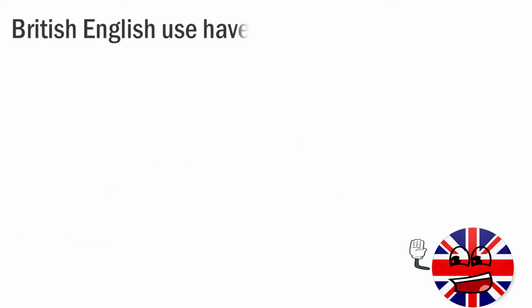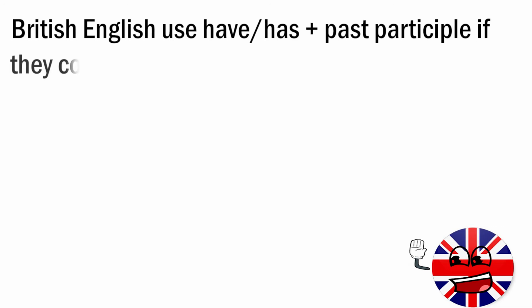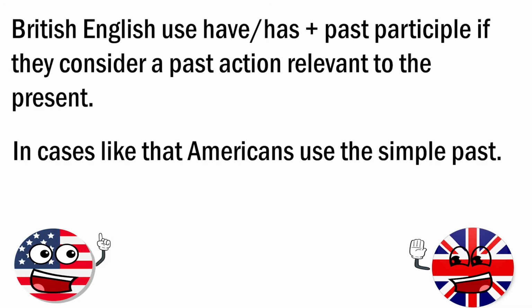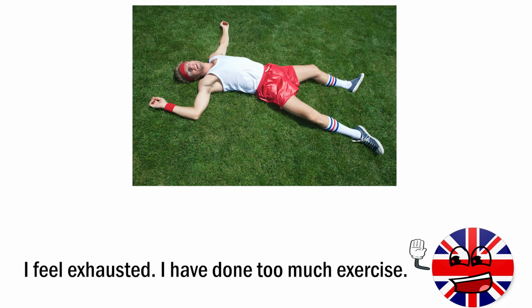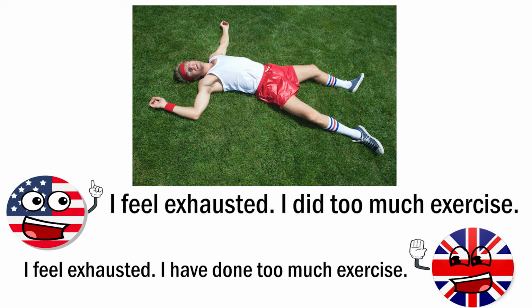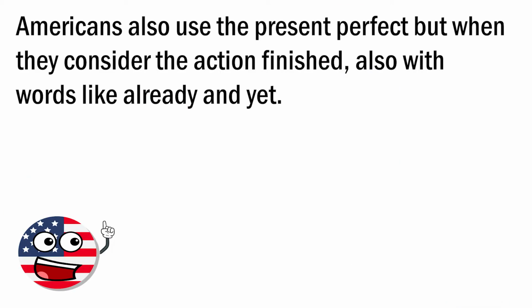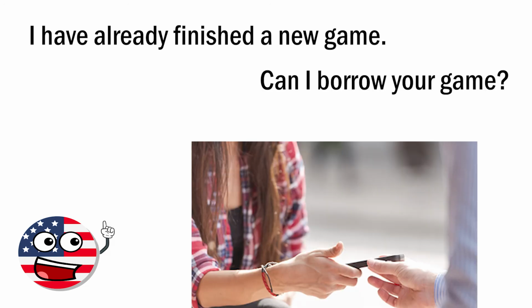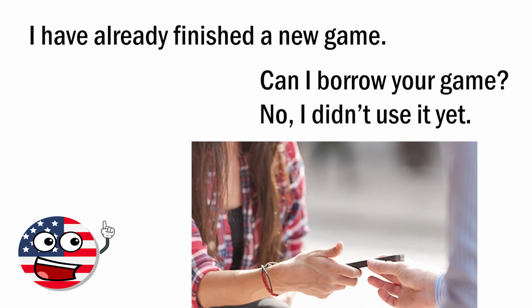Present perfect and past simple. British English uses have or has plus the past participle if they consider a past action relevant to the present. In cases like that, Americans use the simple past. I feel exhausted. I have done too much exercise. I feel exhausted. I did too much exercise. Americans also use the present perfect, but when they consider the action finished, also with words like already and yet. I have already finished a new game. Can I borrow your game? No, I didn't use it yet.